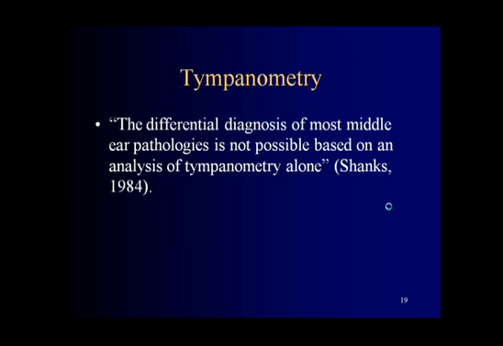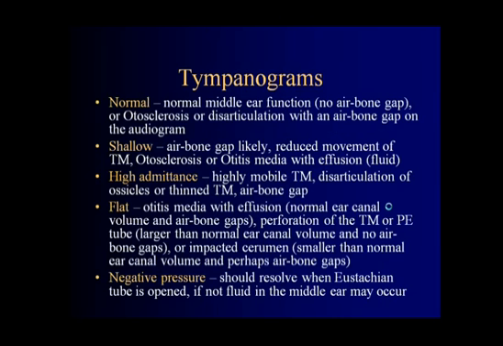According to Janet Shanks in her paper from 1984, the differential diagnosis of most middle ear pathologies is not possible based on an analysis of tympanometry alone. So, if we see an abnormality on the tympanogram, that's not enough to help us understand what the exact pathology is. By the same token, if we have a normal tympanogram, that's not enough to tell us that there are no problems in the middle ear, or in the auditory system.